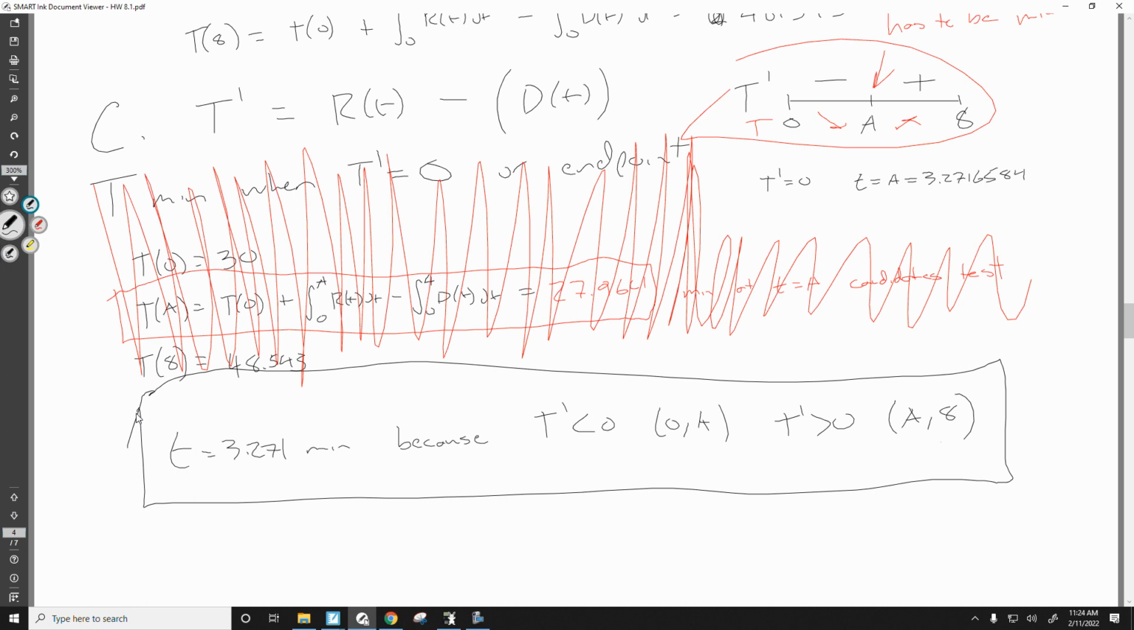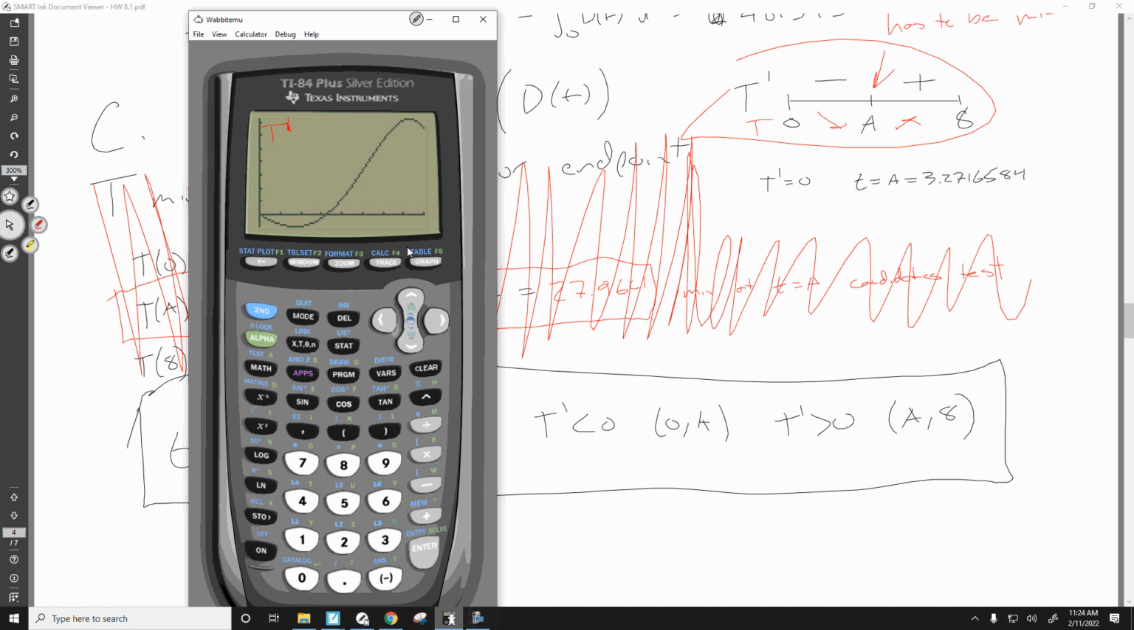The candidates test always works. It can always be used. However, if you think conceptually about what you see here, maybe you don't have to do as much work. So maybe think a little bit more about what you see. Maybe you write down your sign analysis of T prime. It's negative and positive. A has got to be the location of a min. I just confirmed it. I did the candidate's test, but didn't need to do it.